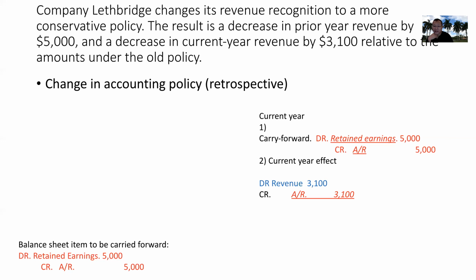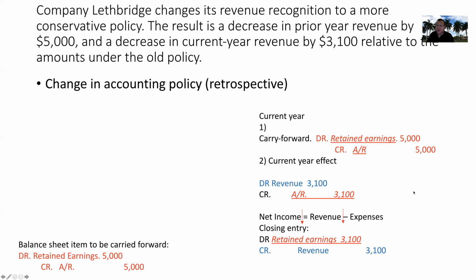Okay, so what's the effect on income? Net income equals revenue minus expenses. Revenue decreases, so income decreases by 3,100. Okay, so now what's the closing entry? The closing entry would be you have to close the revenue, right? You have to close this revenue into retained earnings. So here is the debit balance. I need to close it by doing a credit to the revenue for 3,100, closing it to retained earnings 3,100.